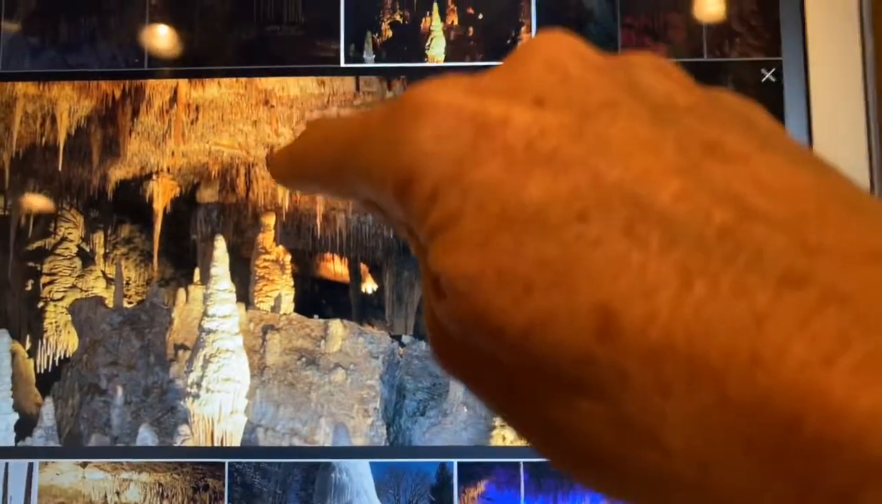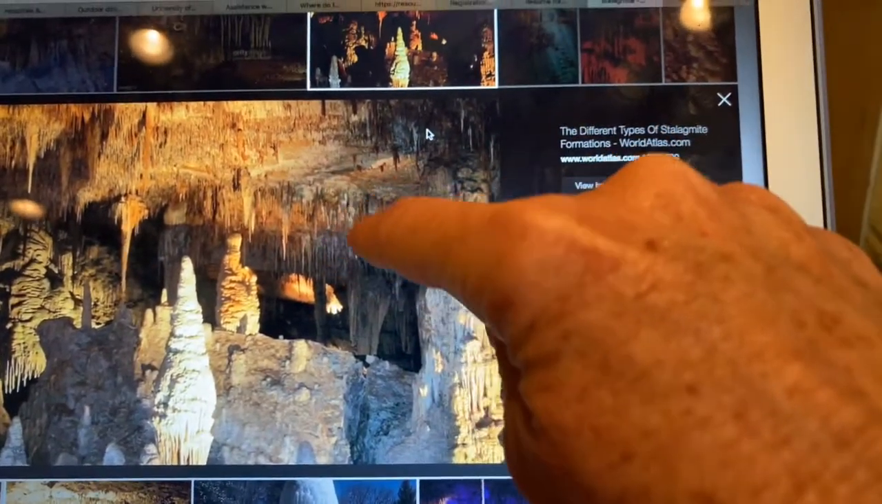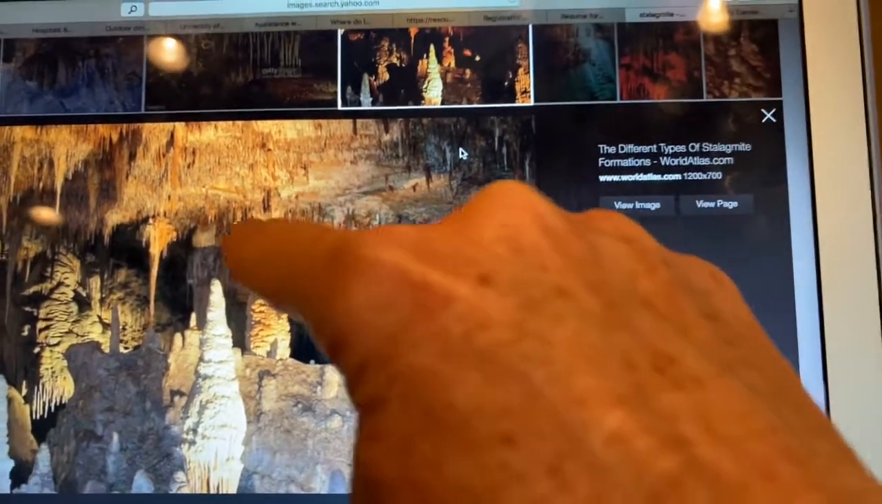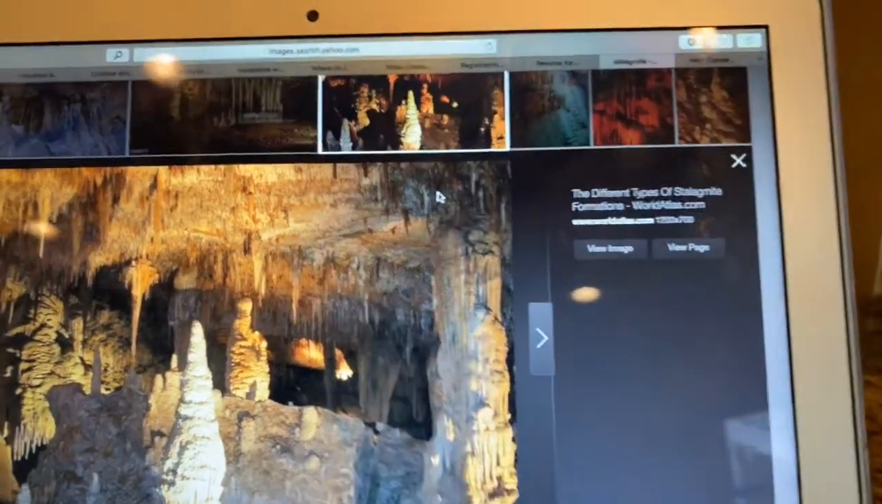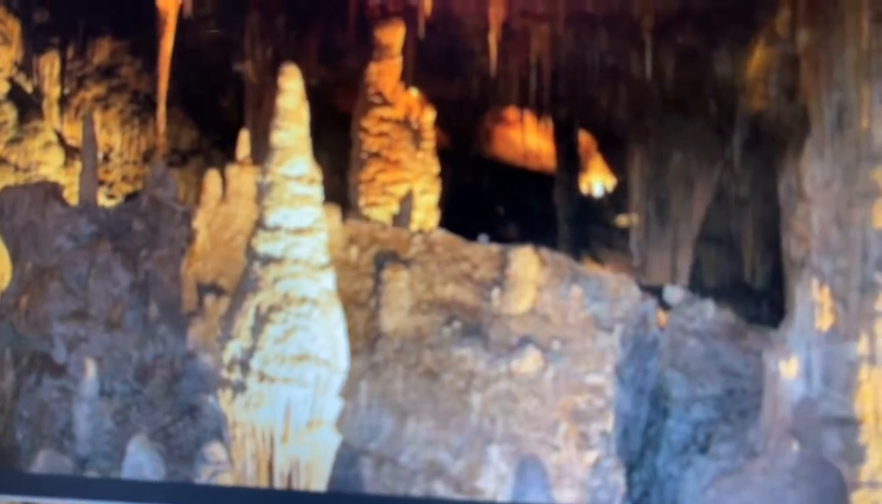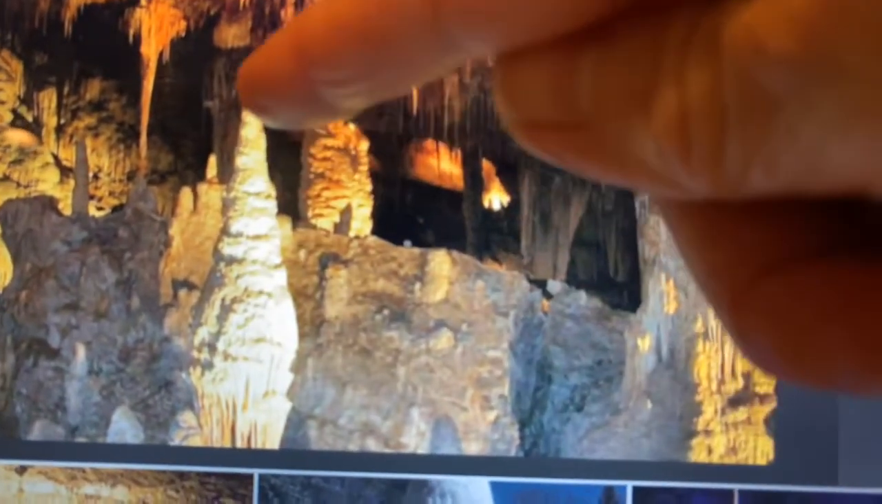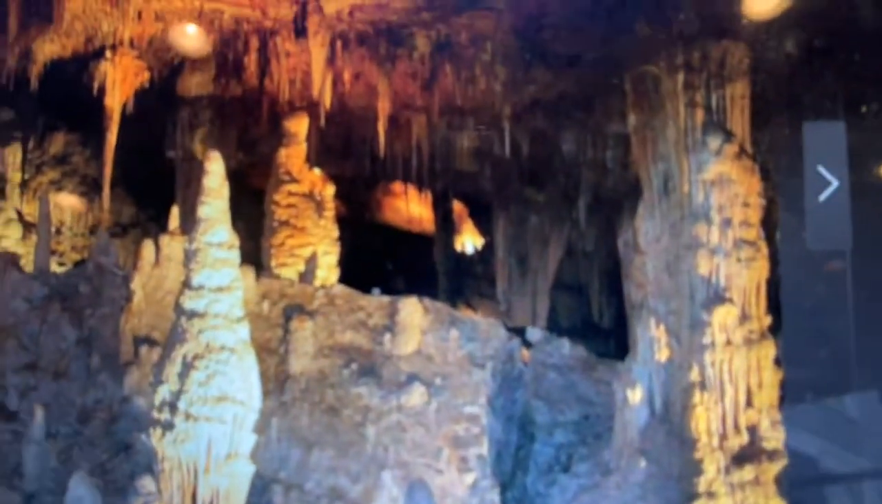As you can see, there are some things that drip down inside of a cave that look kind of like icicles, and those are called stalactites. But the things that form on the floor of a cave build up kind of like an upside down icicle, and those are stalagmites.